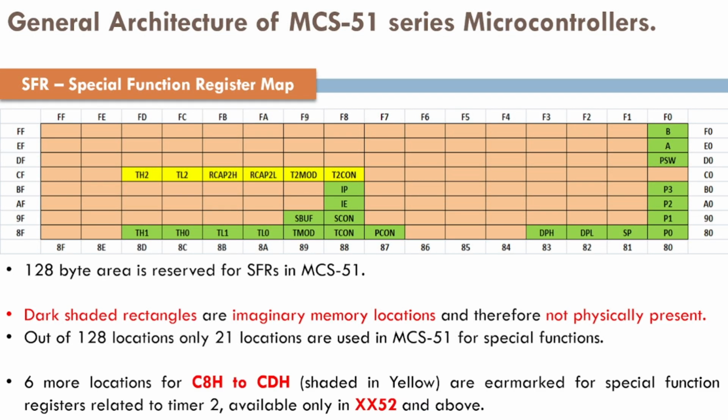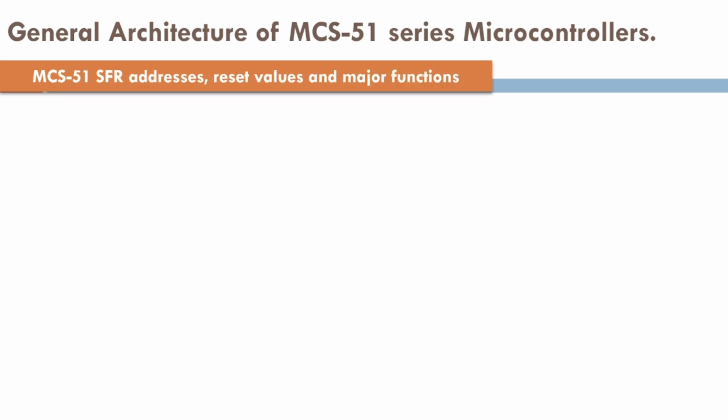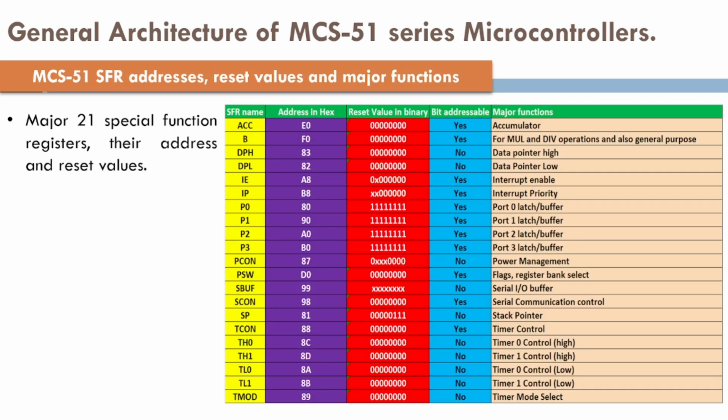Additionally, 6 more locations, from CAH to CDH, shaded in yellow, are designated for special function registers related to timer 2, which are available only in the XX52 series and above. Here we can observe the 21 major special function registers along with their direct addresses and reset values. The bit addressable options for relevant registers are also included.